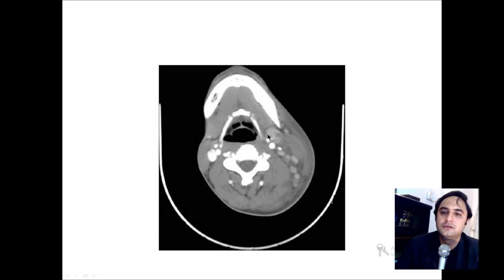Here you can see a chain of lymph nodes in the level 2B region, starting from the internal jugular and extending posteriorly along the medial aspect of the sternocleidomastoid. On the contralateral side, it is absolutely normal: one internal jugular, and these two are the carotids, internal and external, at the level of the hyoid bone. Here again you can see a chain of lymph nodes at level 2B.